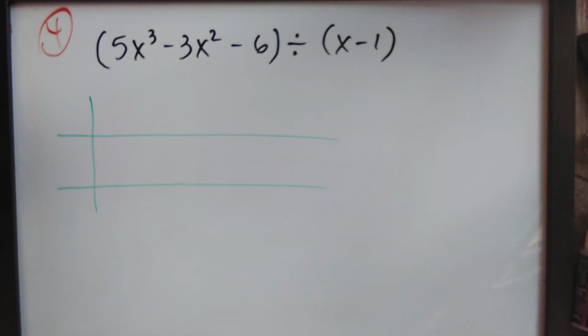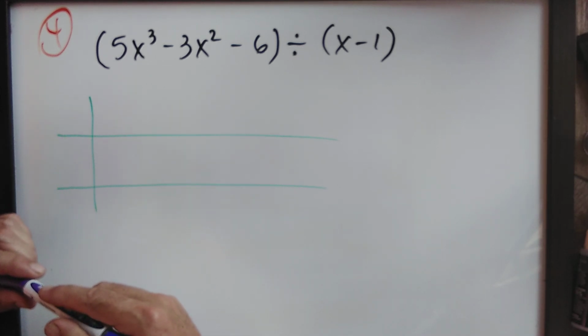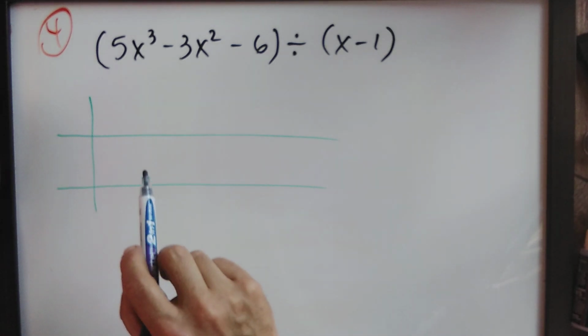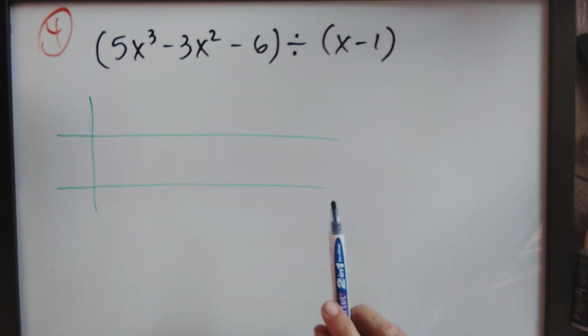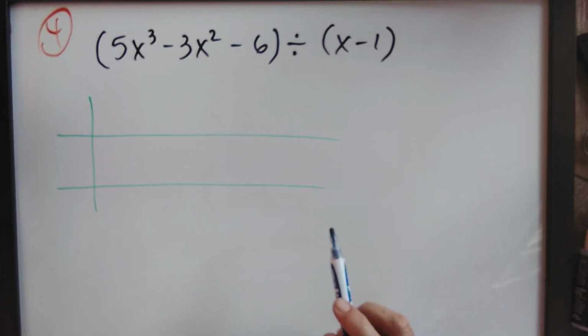Okay guys, so again we're gonna divide those two polynomials, 5x to the third minus 3x squared minus 6, divided by x minus 1. Okay, so what is the first thing I do? I line up all the coefficients for the dividend right here. You cannot be missing any terms along the way. If that's the case, then you use a 0 for the missing term. Alright, so let's do it.